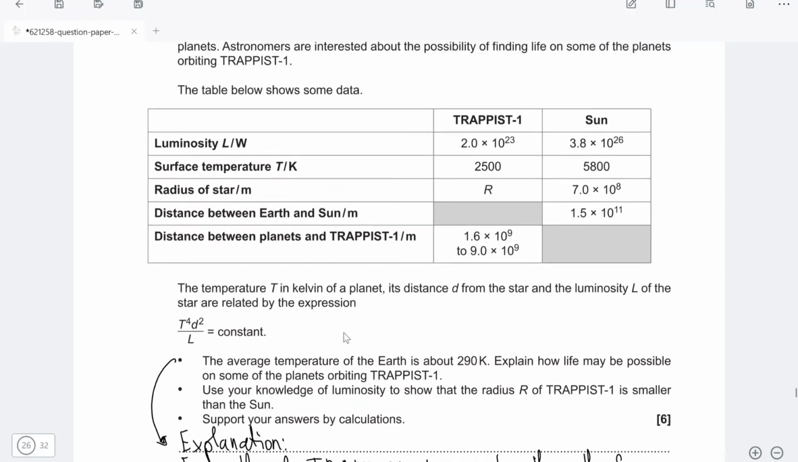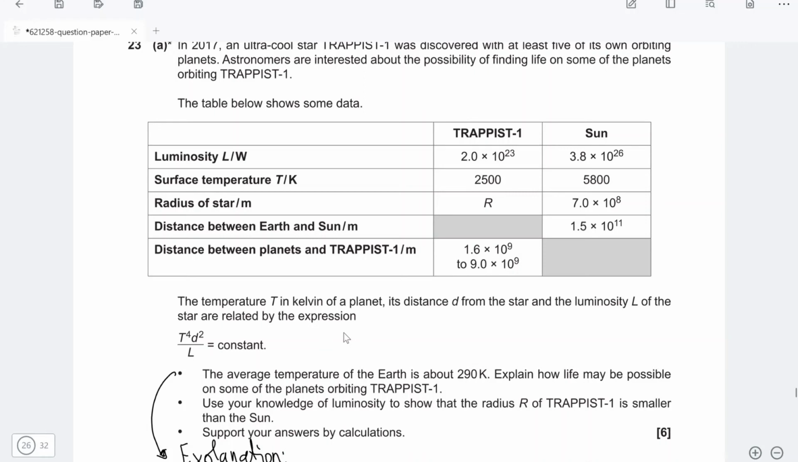We're also given a new formula. Quite often in 6-marker questions they might give us a formula which we've not seen before, which is not on the spec, but it will be one which is pretty simple to deal with, such as in this case. So the temperature T in Kelvin of the planet, its distance d from the star, and the luminosity L are related by the following expression. This is for all planets: T to the power of 4 d squared divided by L is equal to a constant.